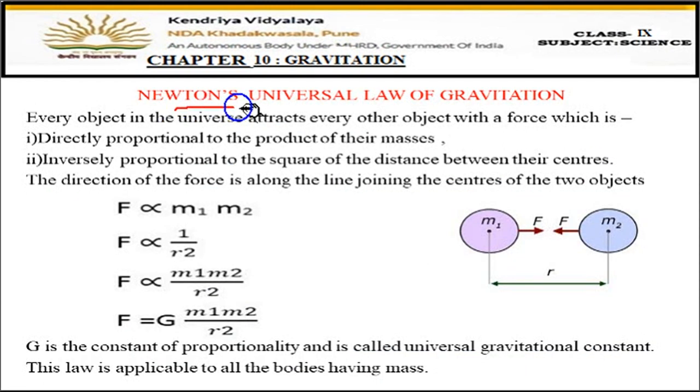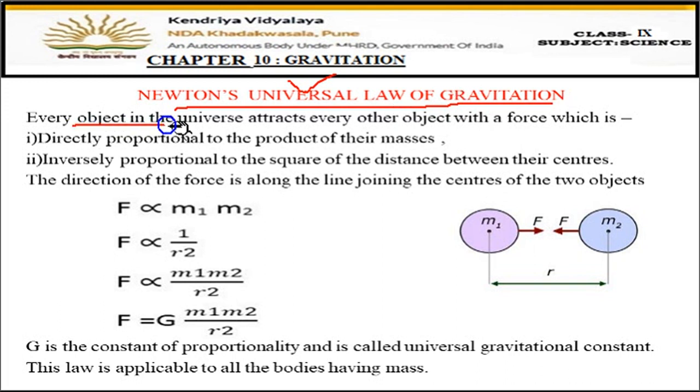Now next is Newton's universal law of gravitation. So Newton studied gravitation and gravity, and he gave a universal law. Why is it called universal? Because it is applicable anywhere in the world. It is accepted everywhere in the world. That's why it is known as the universal law of gravitation.